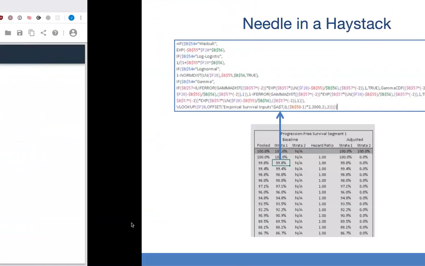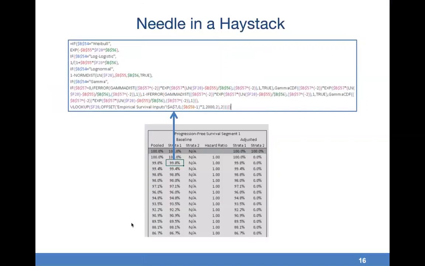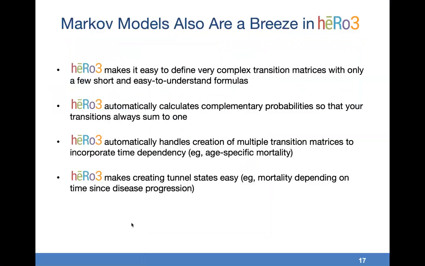So moving back to the slide deck, I do want to mention, of course, that even though this presentation was focused on partition survival models, heRo is also quite good at working with Markov models. It gives you all kinds of functionality to define very complex transition matrices with only a few short and easy to understand formulas. It does things like automatically calculate the complementary probabilities, so you don't have to do a whole bunch of one minus the other transition probabilities. All your transitions will always sum to 1 using that functionality.